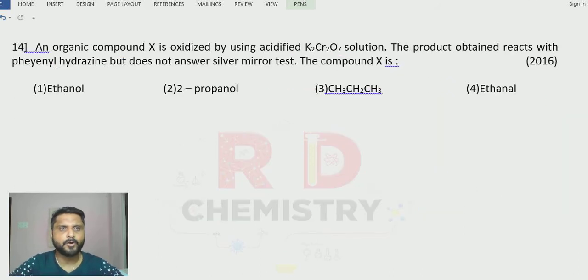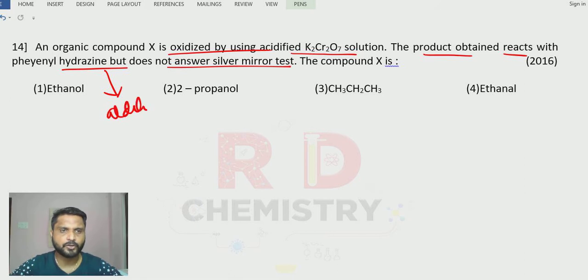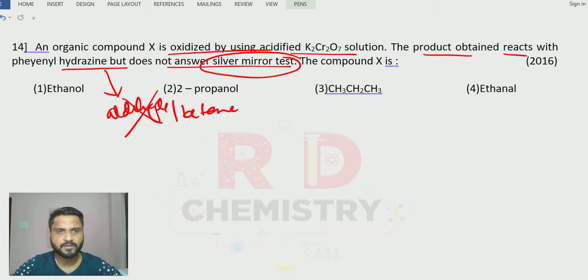An organic compound X is oxidized using acidified potassium dichromate. The product obtained reacts with phenylhydrazine but does not give the silver mirror test. Phenylhydrazine answers with either aldehydes or ketones, but it does not react with Tollens' reagent. Silver mirror is not given, so it is not an aldehyde. If it were an aldehyde, it would answer the silver mirror test, so it should be a ketone.